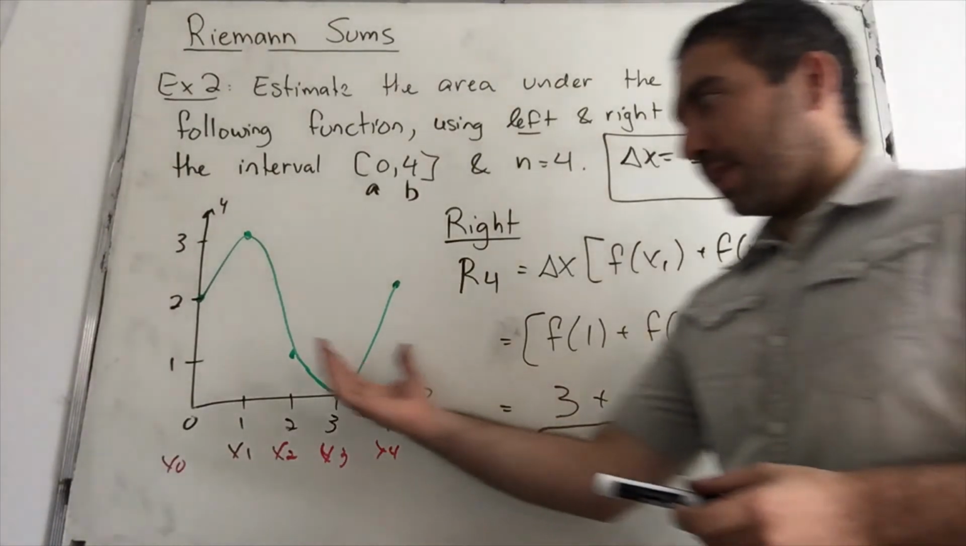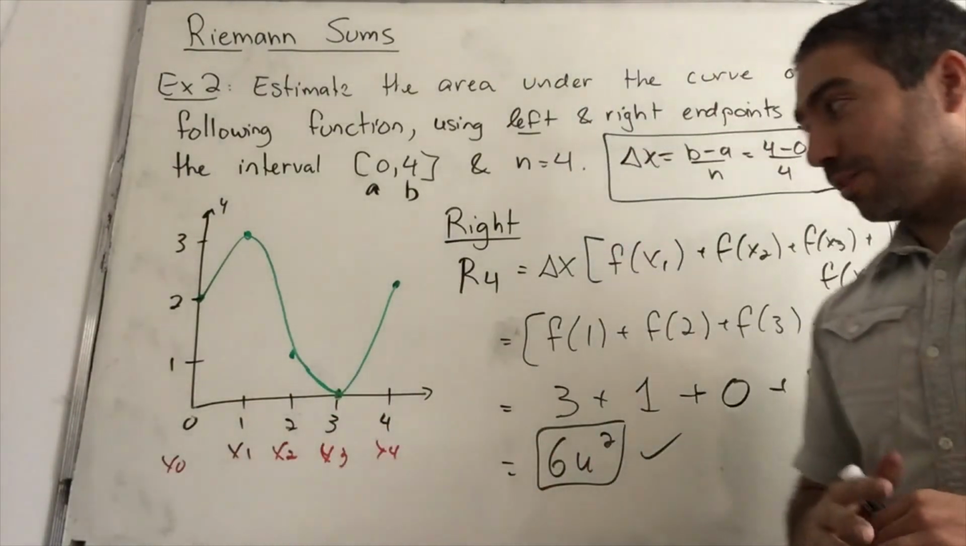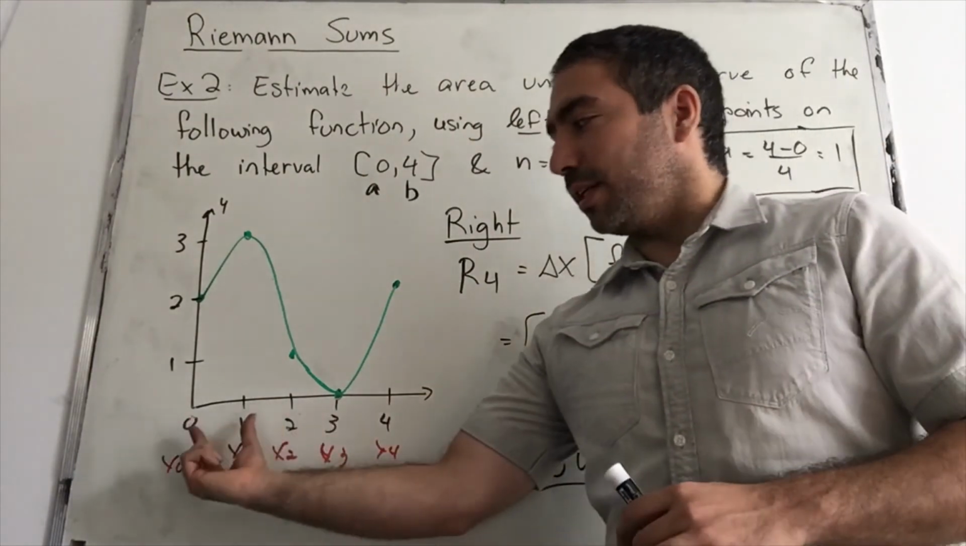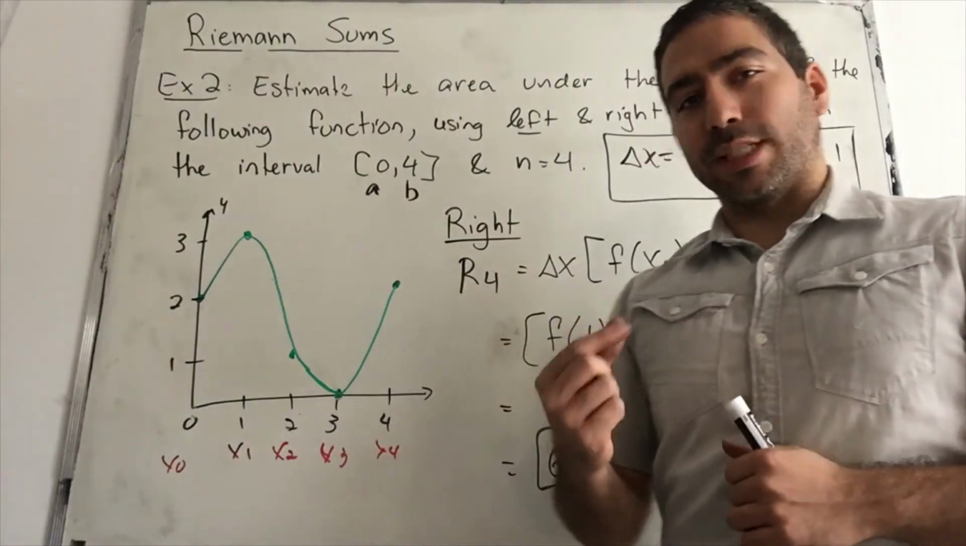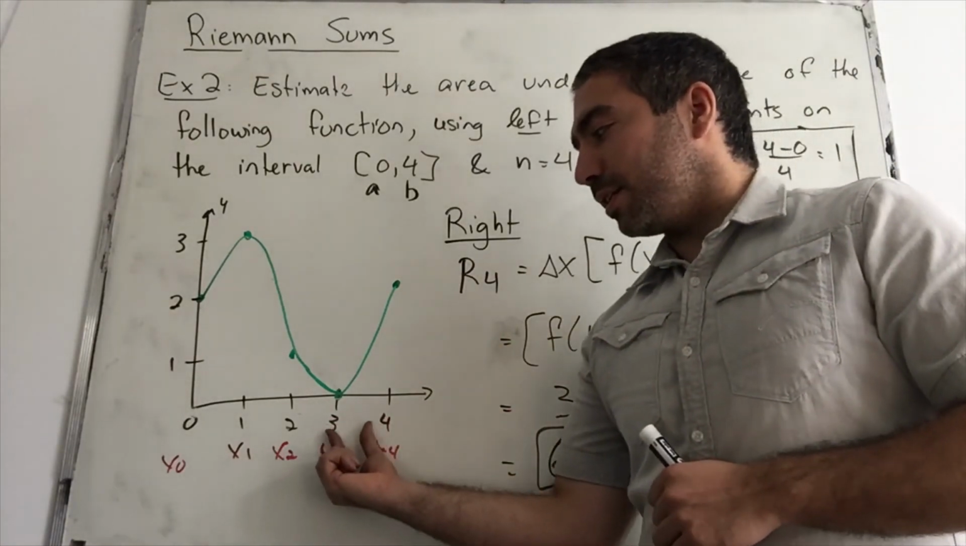Does that mean that the area under the curve is necessarily 6? Not quite. We have to be more precise. The widths that we're taking are a distance of 1. That's large. We want to be as precise as possible, so we would take these to be a lot smaller.